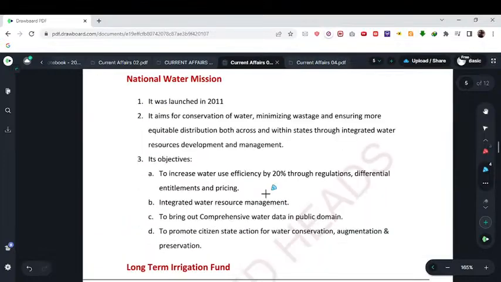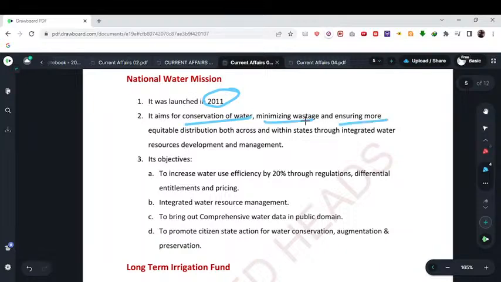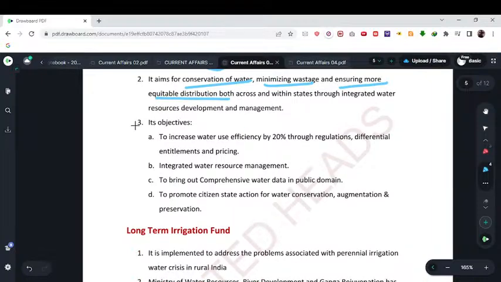Next we see the National Water Mission, launched in 2011. What it aims is conservation of water, minimizing wastage, ensuring more equitable distribution. Objective is to increase water use efficiency by 20%.